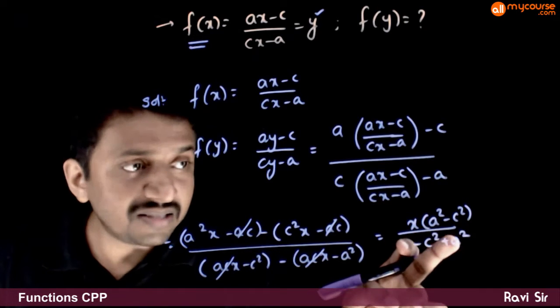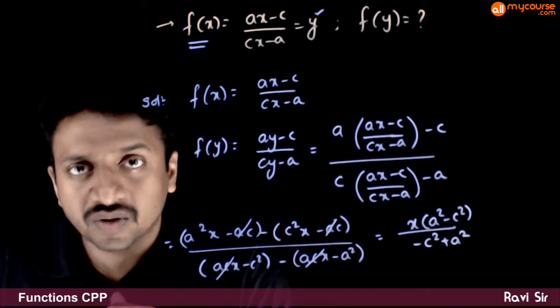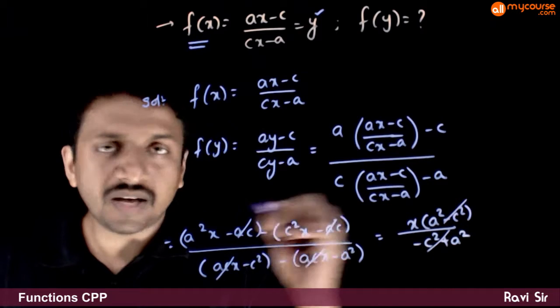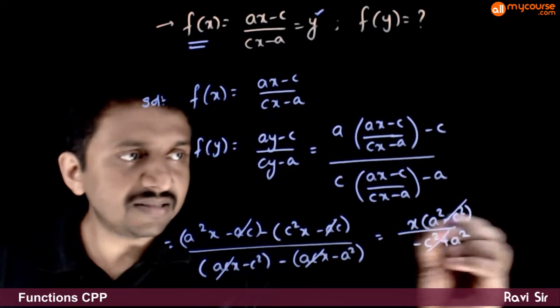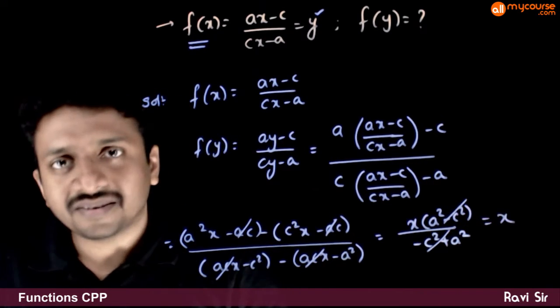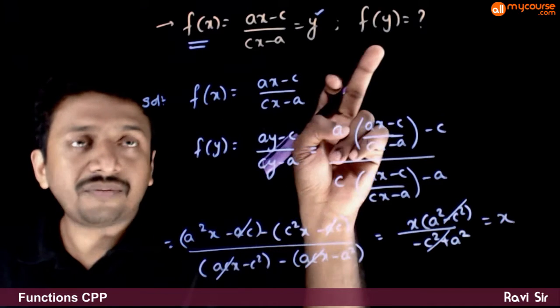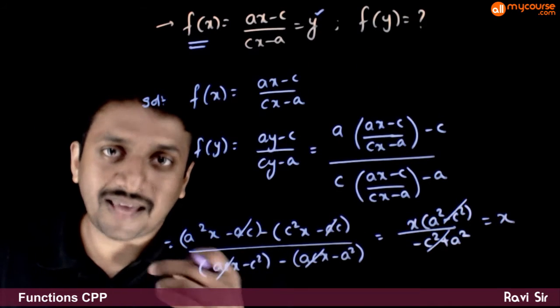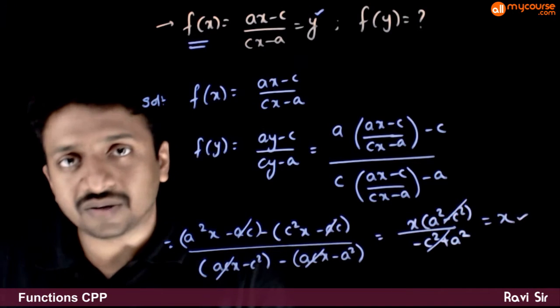As you can very clearly see, this is also a square minus c square. So a square minus c square, a square minus c square gets cancelled. You get x as the answer. So f of y is nothing but x. So this is the answer to this question.